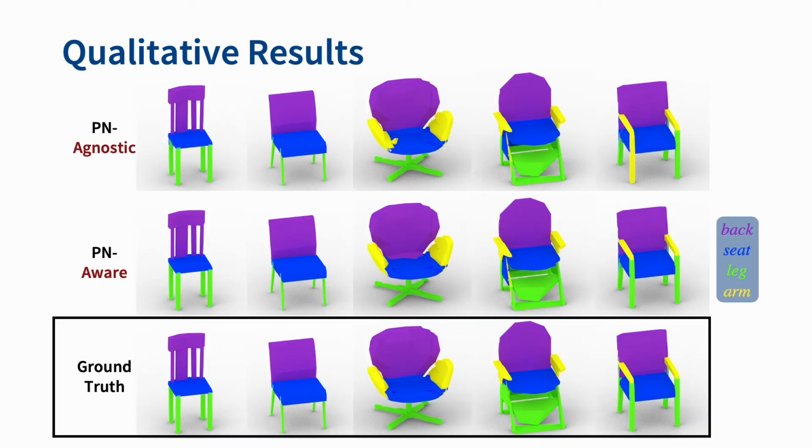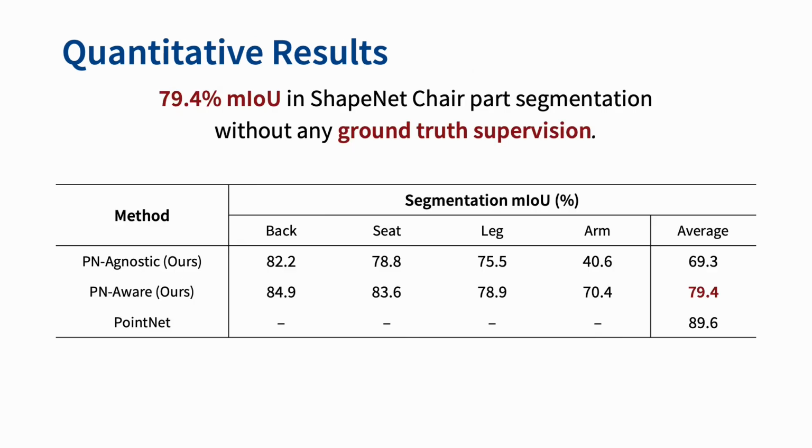Here are some of our qualitative results. Compared to ground truth, both the part name agnostic and part name aware learning cases discover the semantic parts correctly. When the part names are given as additional supervision, PartGlot further improves the segmentation results, especially in challenging cases such as distinguishing between similar-looking arms and legs.